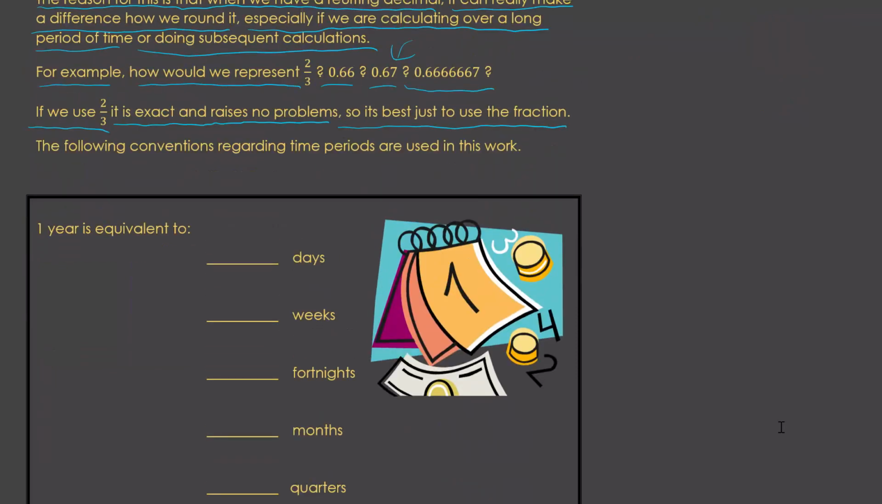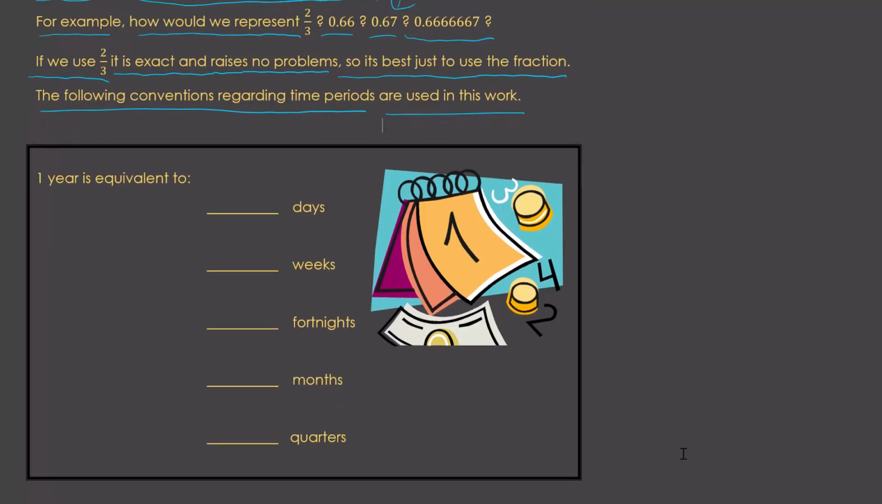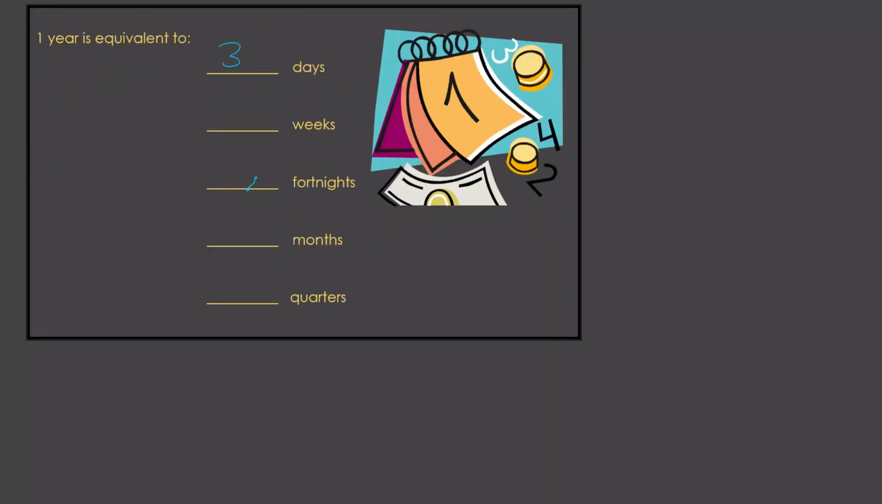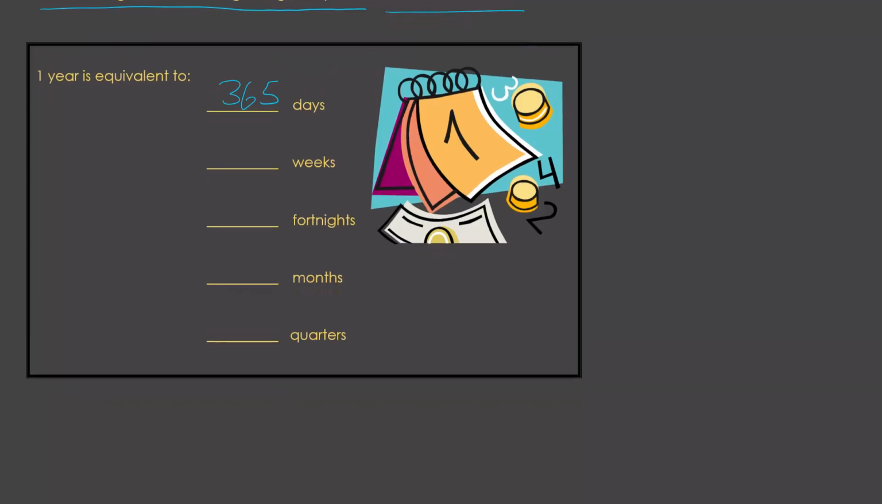The following conventions regarding time periods are used in this work. So 1 year is always going to be equivalent to 365 days. We're not going to include leap years unless specified. A year is 52 weeks. A fortnight is 2 weeks, so a year is 26 fortnights. A year is 12 months, and there are 4 quarters in a year. Just think of the meaning of the word quarter.